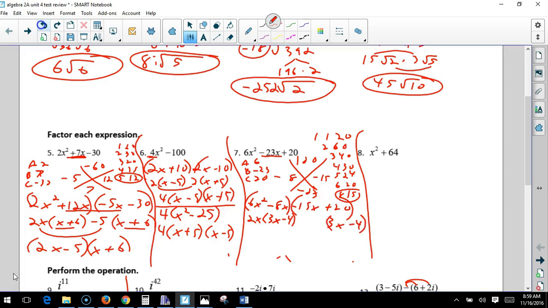What are we going to divide by to get 3? Or we're going to divide by negative 5. Hook them up. 2x minus 5, 3x plus 4, finish.